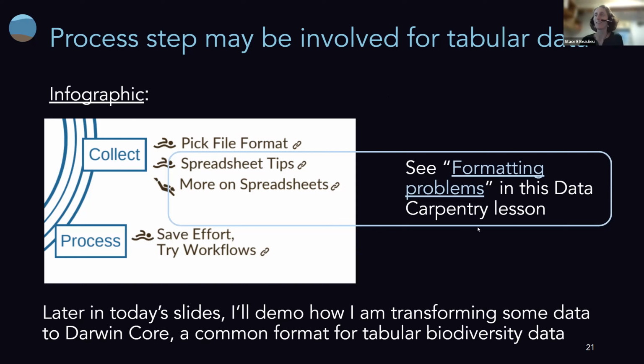You can see ways to make sure that your columns have only one type of information, basically don't have two types of information in the same column, etc. And later in today's slides, during the live session, I'll demo how I am transforming some data to a common format for tabular biodiversity data called Darwin Core.